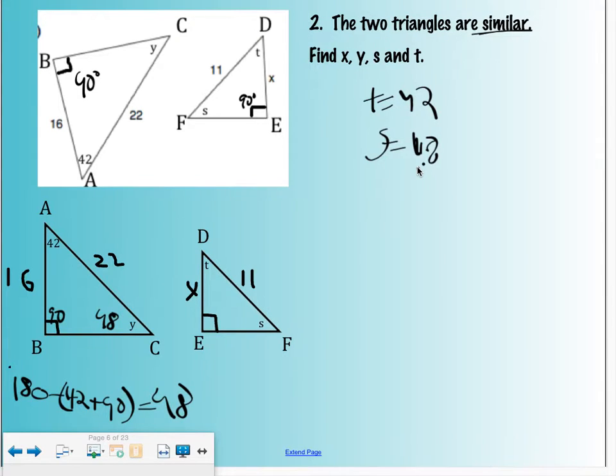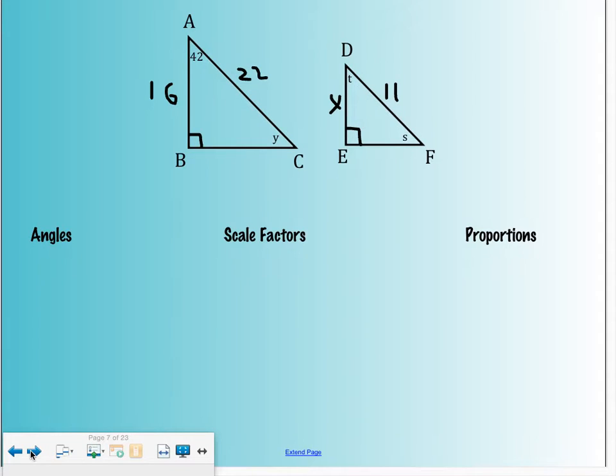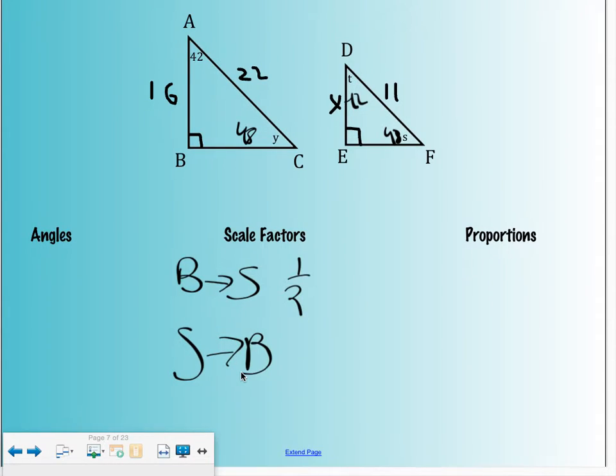Okay, so now we want to find X. So we already found the angles. Question? No. Okay, so we found the angles. Let's find a scale factor. Who can tell me the scale factor from the big one to the small one? Meredith. So big to small, yeah, because 22 times 1/2 gives you 11. So then we automatically know that small to big is 2. Yeah, it's a reciprocal.